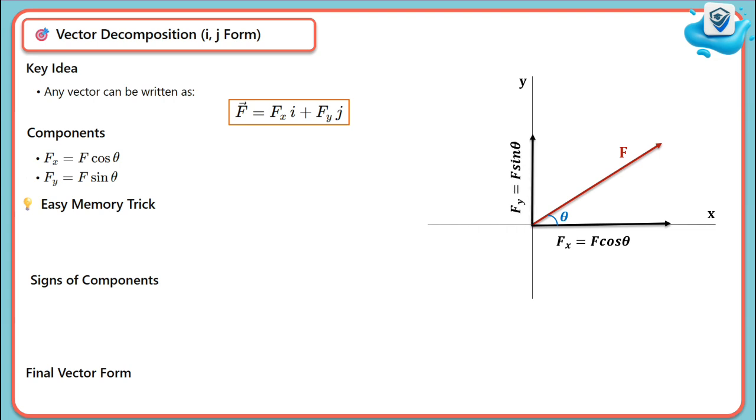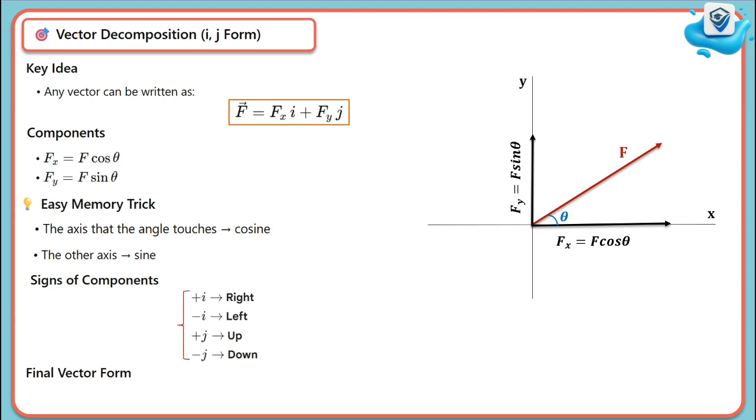Here is an easy way to remember this. The axis that the angle touches uses cosine. The other axis uses sine. Now don't forget the signs. Right is positive I, left is negative I. Up is positive J, and down is negative J.